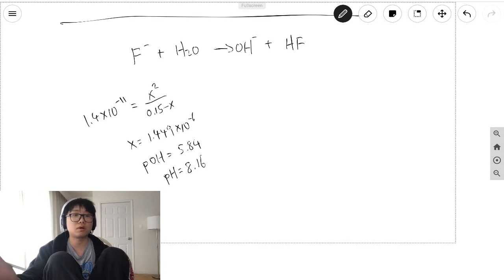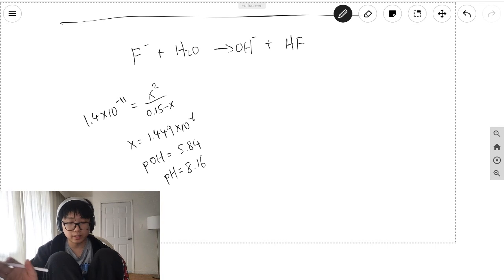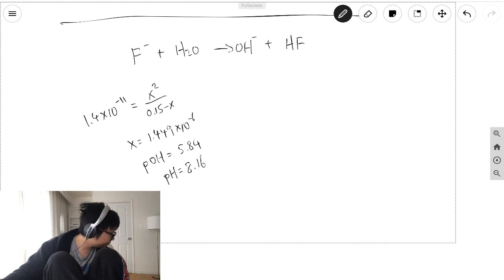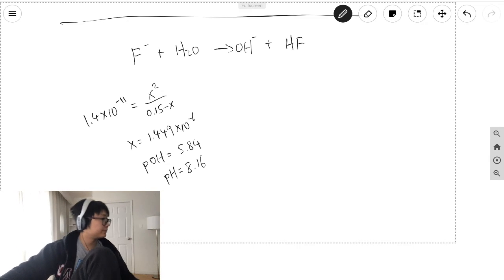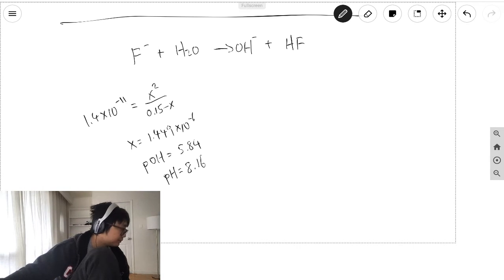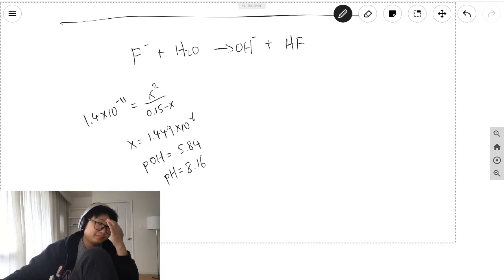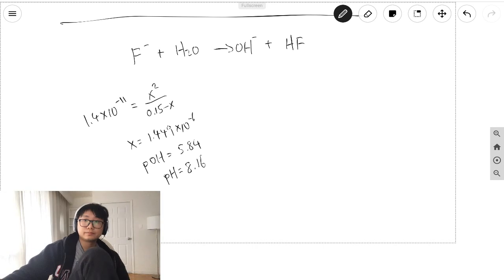They just think negative log, oh, I'm not going to look for a pH, and then they just take the first answer they get. They say, oh, it's 5.84, and they go look on the answer chart. Oh, that's not one of the answers. What's wrong? Yep.